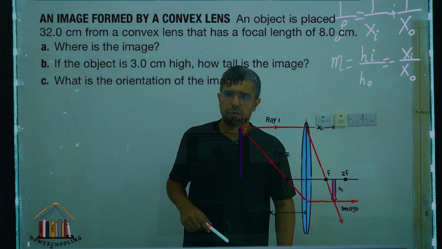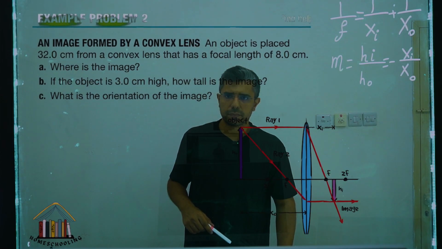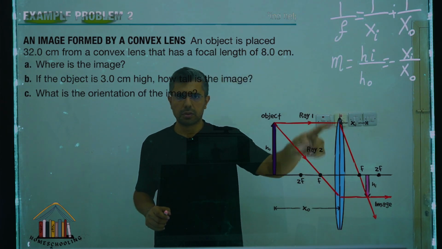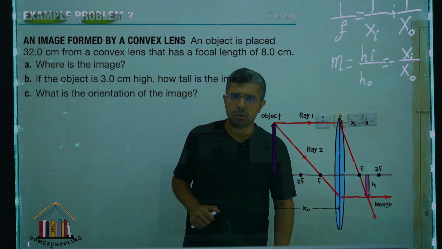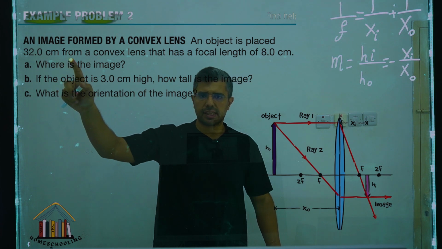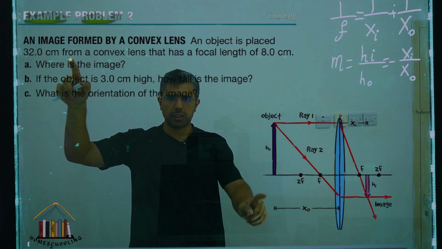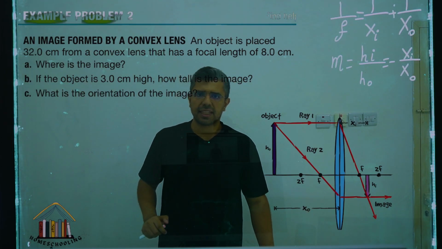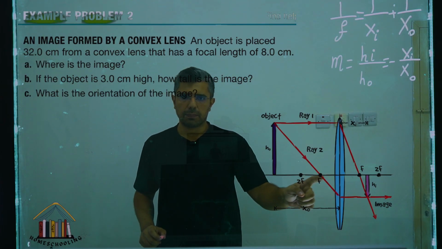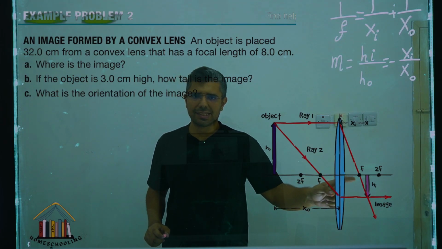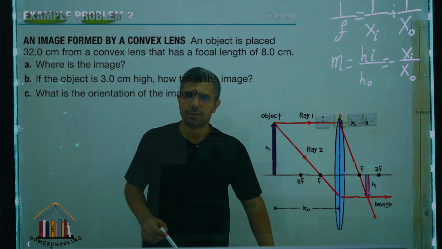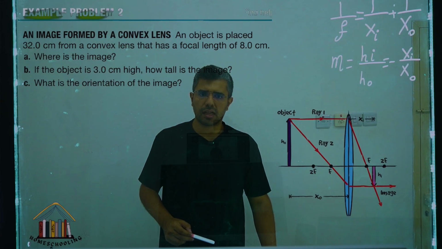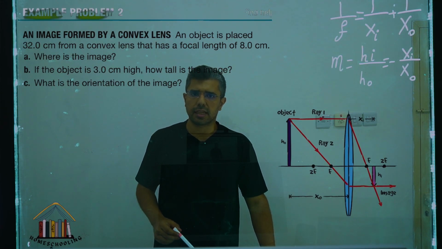So here we are with the first application: an image formed by a convex lens. Here we are talking again about a convex lens. An object is placed 32 centimeters from a convex lens. That's the position. Here is the object positioned 32 centimeters from the lens, and the lens has a focal point of 8 centimeters. So the position of the F is 8 centimeters. Where is the image? They are asking about XI. Let's solve this example together.